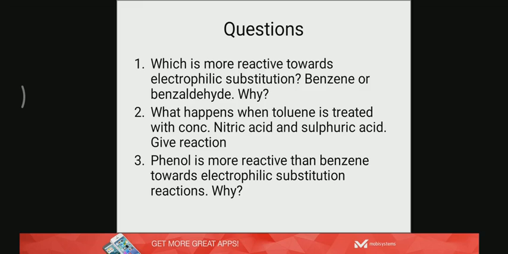You have a few questions to answer. You should write answers for these questions in your notebook. Which is more reactive towards electrophilic substitution, benzene or benzaldehyde? Give reason. What happens when toluene is treated with concentrated nitric acid and sulfuric acid? You have to give the reactions or equations. And third question, phenol is more reactive than benzene towards electrophilic substitution reaction. Why?